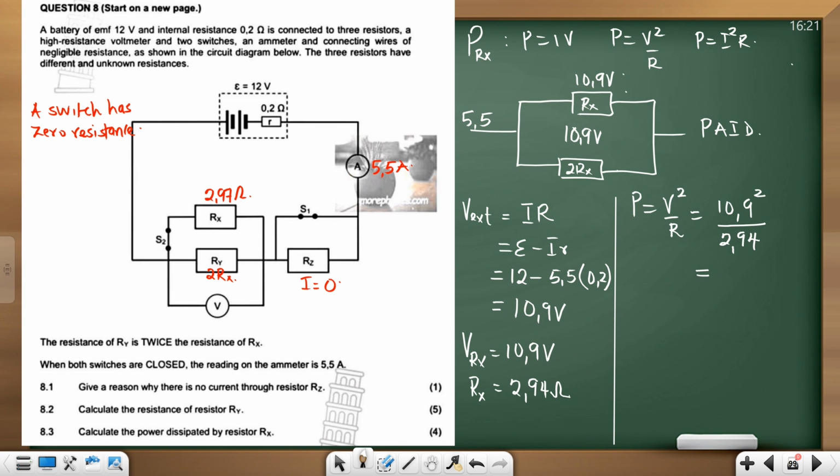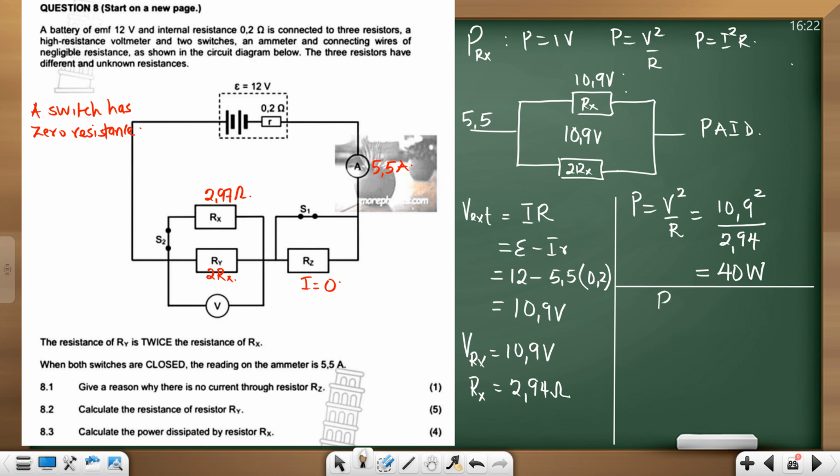Alan, 40 watts. Beautiful. 40 watts. Thank you. Let's try something else. I want to use ratios to do something for you. I want to use I squared R. But how do I get my ratio?